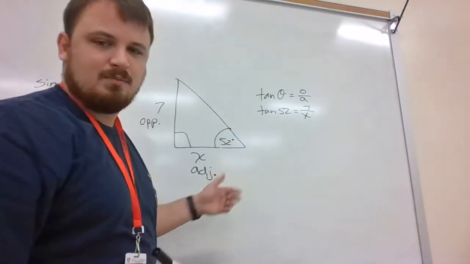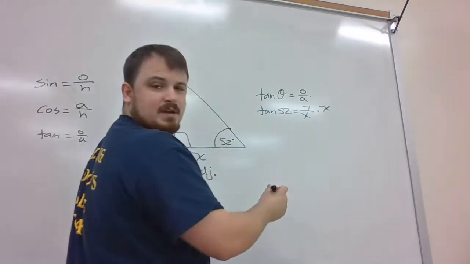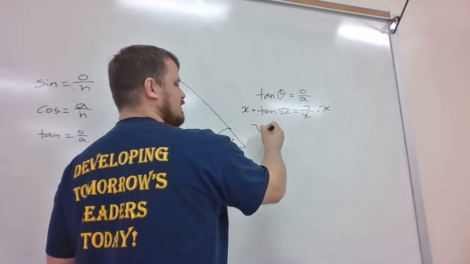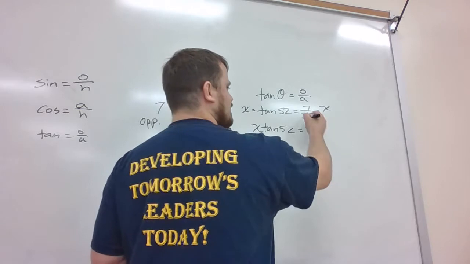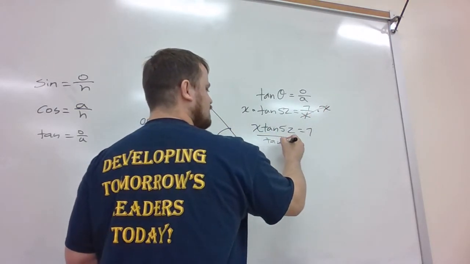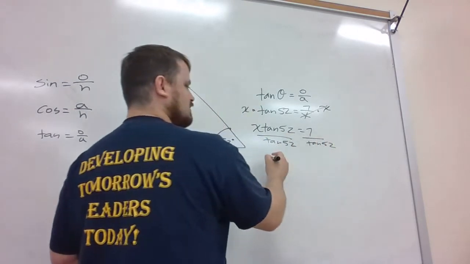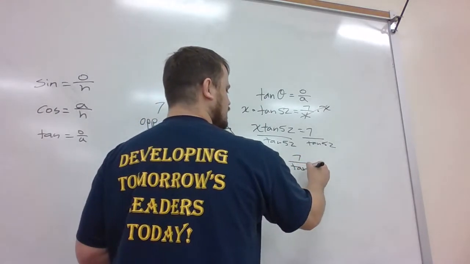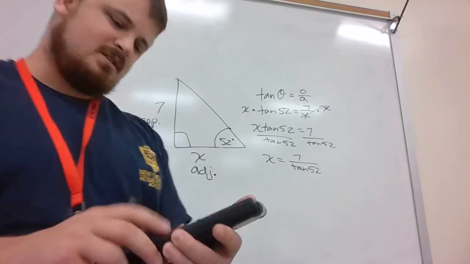Okay, this is just like what we did before. Now x is on bottom, so let's get it out of there. Okay, so you multiply the right by x, multiply the left by x. So we have x tan 52 equals 7. Okay, and then let's divide by tan 52. Divide by tan 52. And so we get x equals 7 over tan 52.